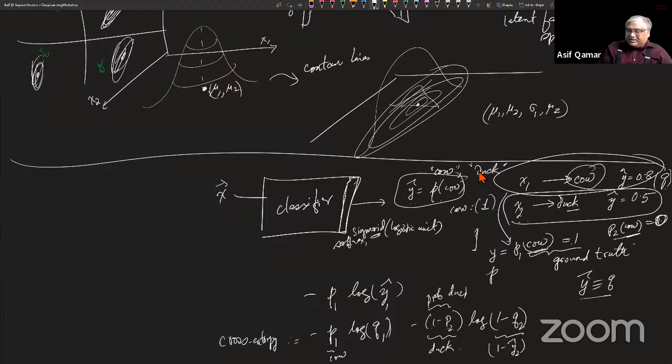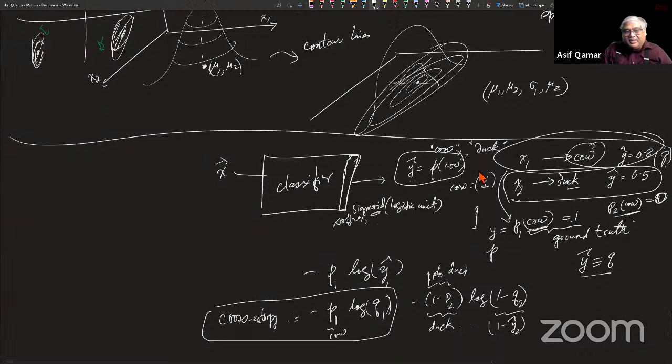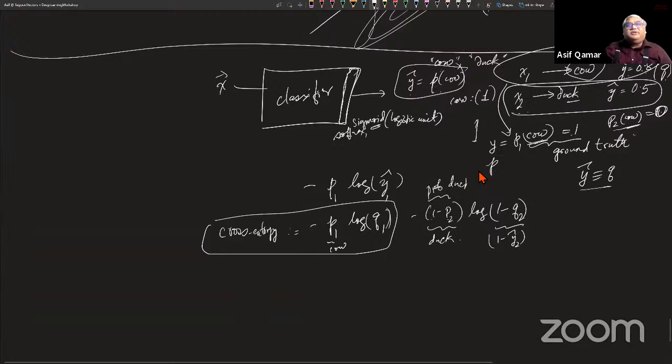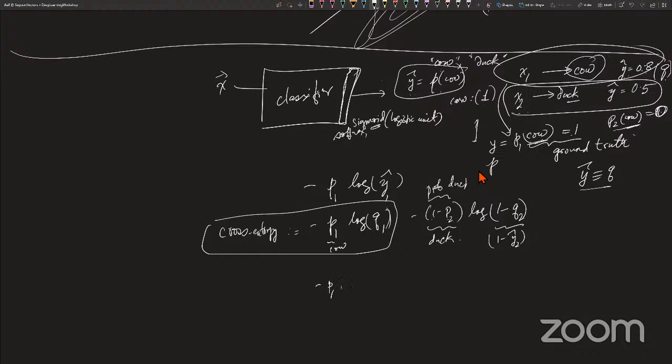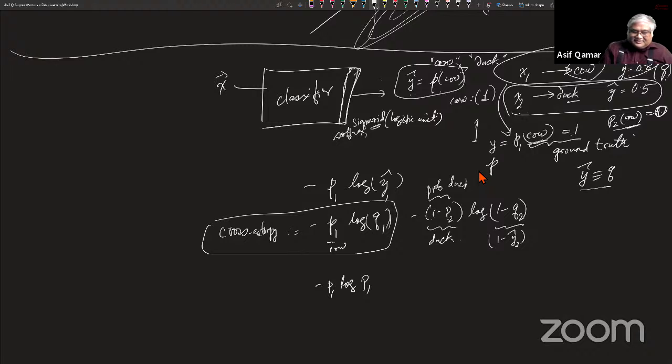At this moment, ignore the second term, and just look at the first term. What is it telling you? This number, cross entropy, what do you really want it to be? You want it to have the smallest possible value. The smallest possible value would be minus P1 log P1.